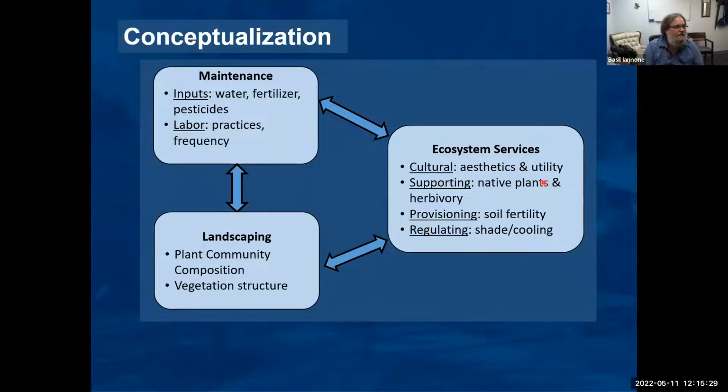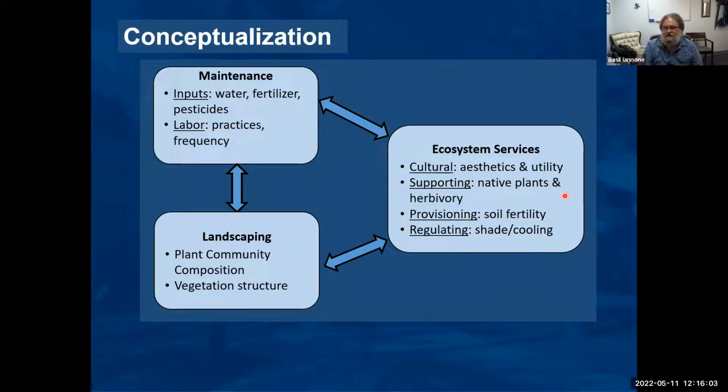So we look at these yards and we conceptualize these interactions between three groups of variables. Maintenance, that is, what do we input into our yards, such as water and fertilizer and pesticides, how much labor we spend on maintaining our yards, the practices such as mowing and their frequency. Then we think about our landscaping, the plants that we choose to put in our yards, and the vegetation structure, that is, is it just a lawn, or is it a lawn, a shrub, a tree? How much vertical complexity do we have? And then the ecosystem services we get from our yards.